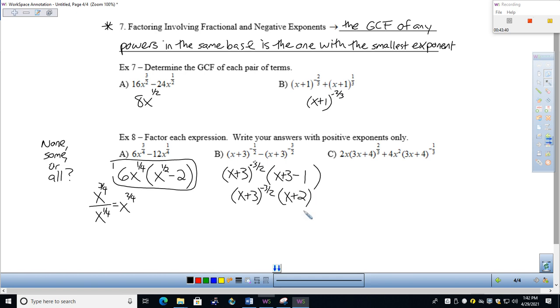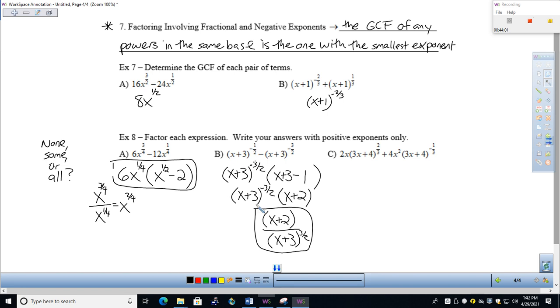x plus 3 to the 1/2, x plus 3 to the negative 3/2, and then I simplify here, and I get x plus 2. Now, notice what it says. Write your answers with positive exponents only. This power right here has a negative exponent. We know how to deal with that. We bring it to the denominator. So you can start to see a lot of cool things coming together already with what we've been learning. There's your answer.